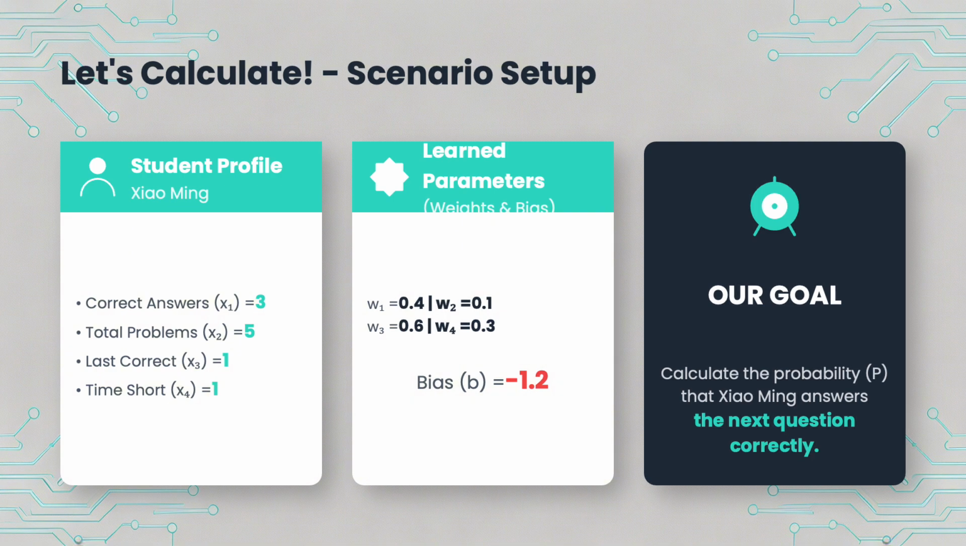All right, let's put this into practice with our student, Xiao Ming. Here are his features. He's answered 3 questions correctly out of 5, got the last one right, and spent little time on it. Here are the weights and bias that the model has learned from historical data. Our goal is to calculate the exact probability that Xiao Ming will get the next question right.